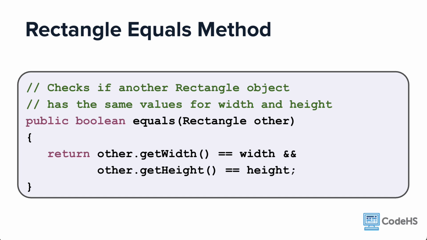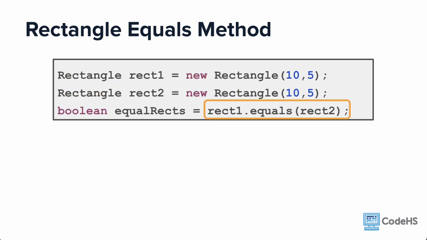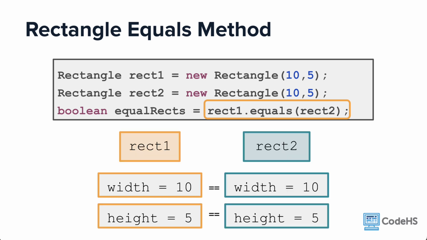Going back to our rectangle example, here's a possible equals method for a rectangle class. You can see that two rectangles are considered equal if they have the same width and height. So now, when you use the equals method to compare rectangles 1 and 2, what's actually being compared are the attributes of width and height, not the memory addresses. Because the values of these attributes are equal, the equals method returns true.